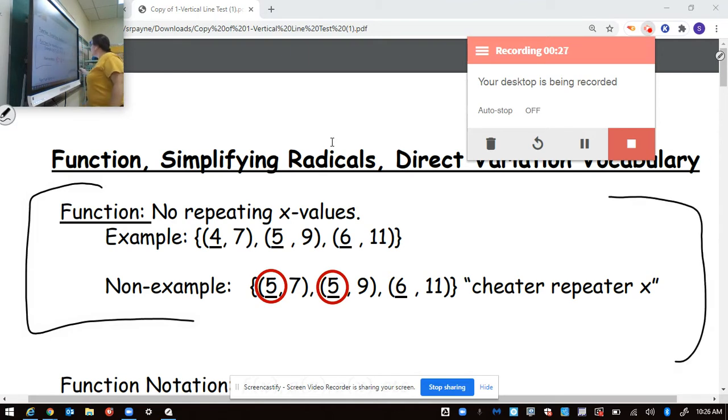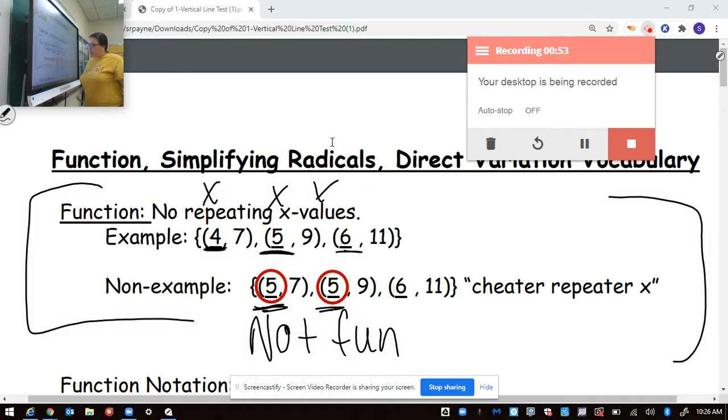not a function. So no cheater, repeater, x's. If you are looking at a function and you look at coordinate points, you can see the x is cheating. You do not care about y, 4, 5, 6. None of those are cheaters. But then let's go ahead, look. 5 is going with 7. 5 is going with 9. That x is a cheater. So that is not fun. That just shortens up for not a function.